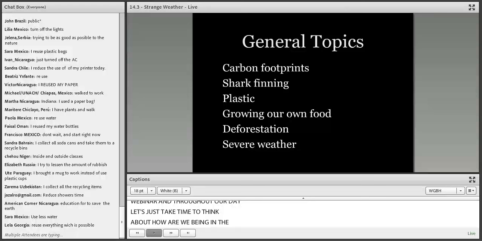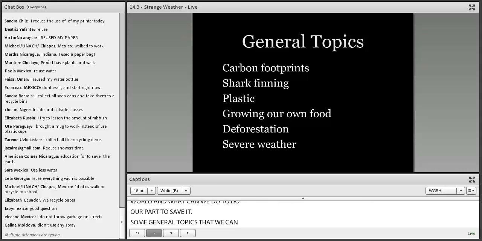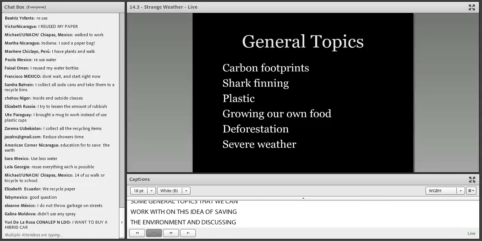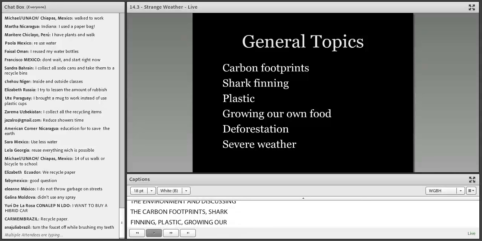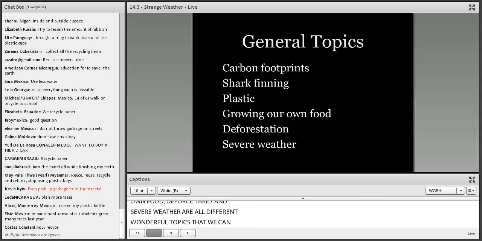Some general topics that we can work with on this idea of saving the environment and discussing the carbon footprints, shark finning, plastic, growing our own food, deforestation, and severe weather are all different wonderful topics that we can discuss with our students. So as an avid scuba diver, I like to focus on shark appreciation because 100 million sharks are killed every year for things like medicine and shark fin soup.